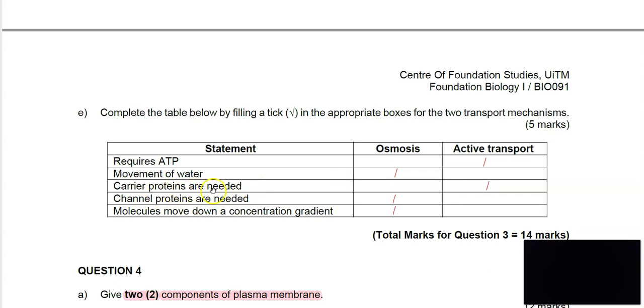And then, carrier proteins are needed. Osmosis does not involve any carrier protein, but active transport does. Channel proteins are required for osmosis, which is aquaporin. And then, molecules move down the concentration gradient. Because osmosis is a type of passive transport, it moves from low to high amount of water.